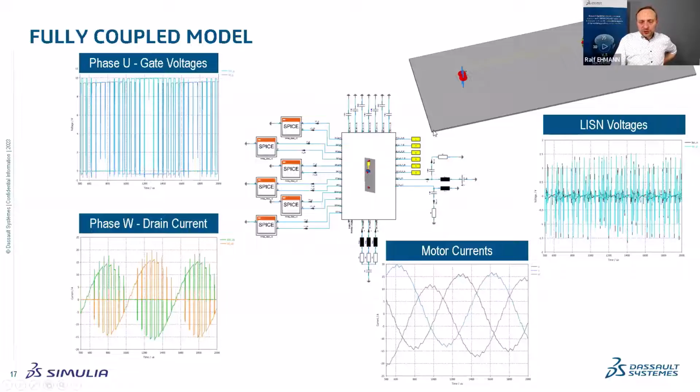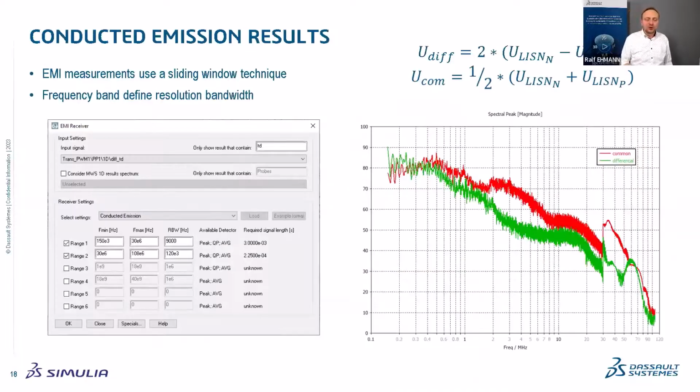And when we run the transient simulation on this complete schematic, we can, of course, extract all the currents and voltages which are present on the circuit. Like we can see, for example, the motor current on the bottom here, the phase voltages at the gates of the transistors. But of course, for conducted emission, the most important is the LISN. And the LISN here is plotted in time domain, but of course you can run an FFT on the time domain. But you can also use so-called EMI receiver post-processing.